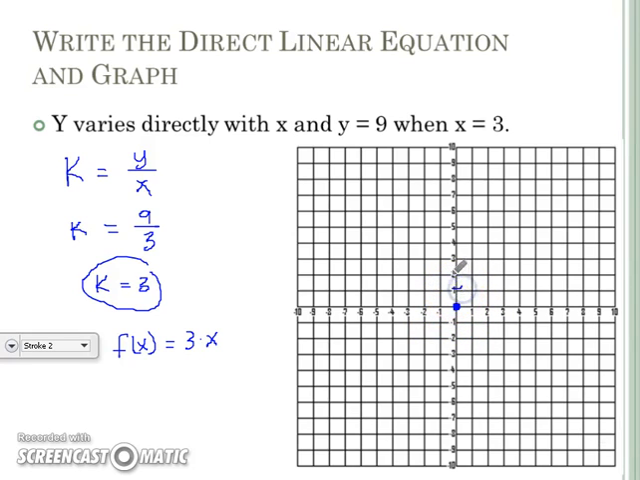So up 1, 2, 3, to the right 1. Here's 1 point on that line. Going this way, down or left 1 and then down 1, 2, 3. Here's our other point.